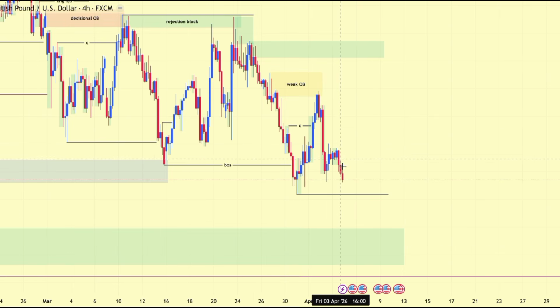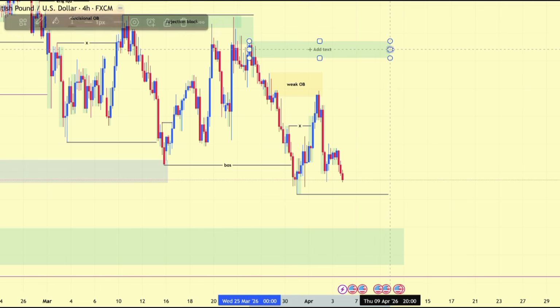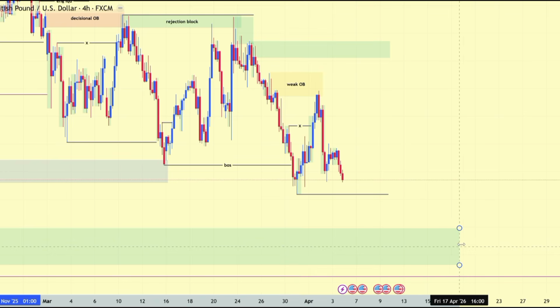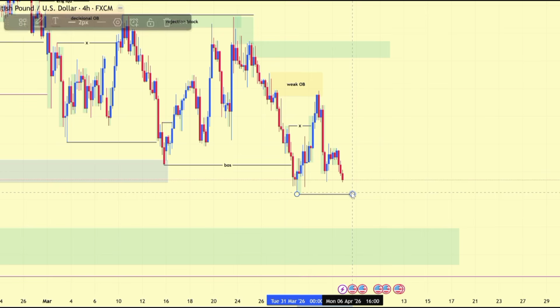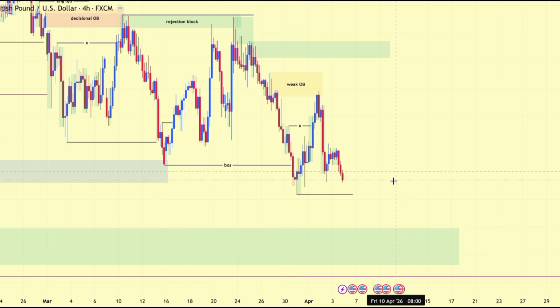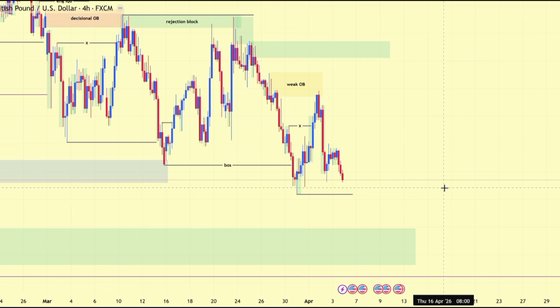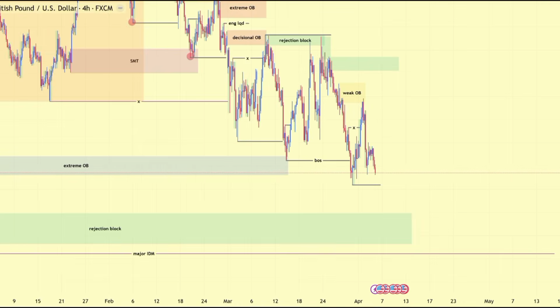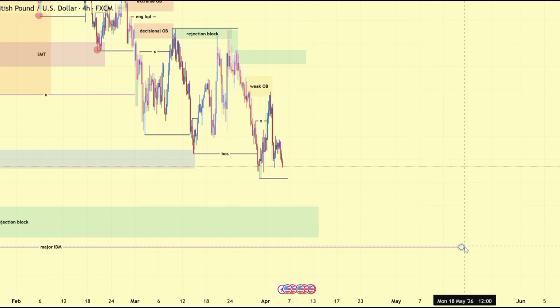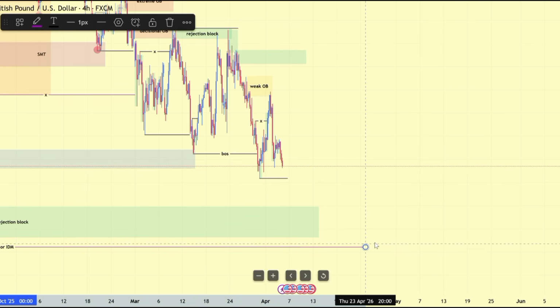So price is doing that. I don't know if price will make it to there, or price will continue higher all the way to this area so that we can sell all the way to the weekly rejection block, or price will of course continue lower, making a break of structure so that now we can see if we can get another sell, or price continues all the way to the rejection block and we see if there is a valid reaction from there.